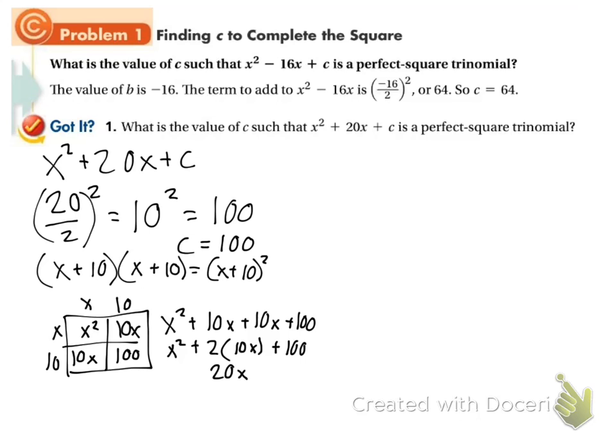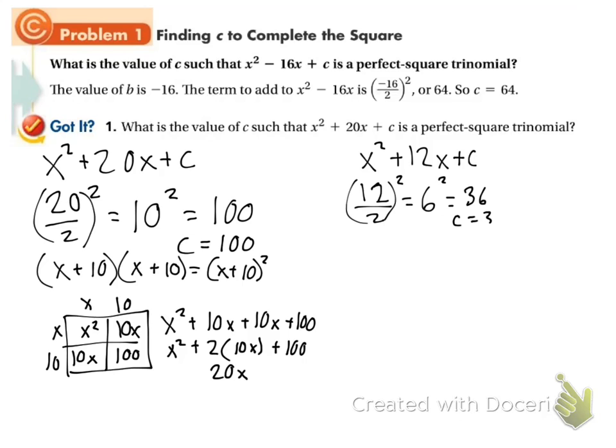So let's try another one. Let's do x squared plus 12x plus c. I take the number that's on the x, 12, divide it by 2, and I need to square it. 12 divided by 2 is 6, so this is 6 squared, and 6 squared is 36. So our c is 36. We need to add 36 to make it a perfect square trinomial. If I were to factor this, remember that's where this number comes in: x plus 6 times x plus 6, which is the same thing as x plus 6 squared.